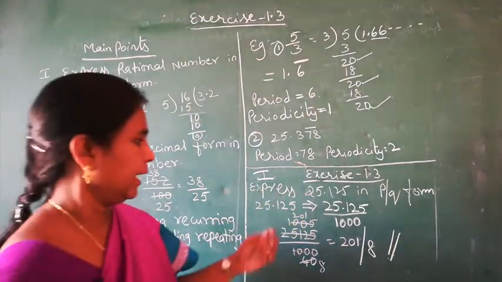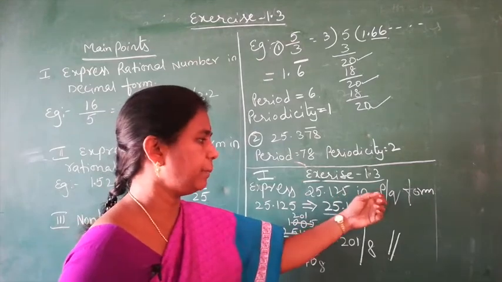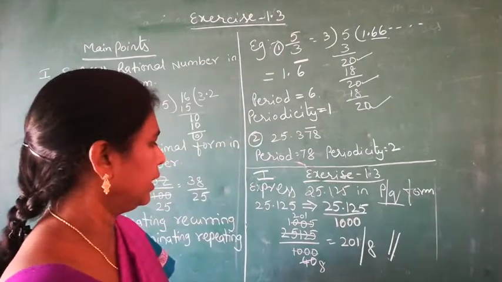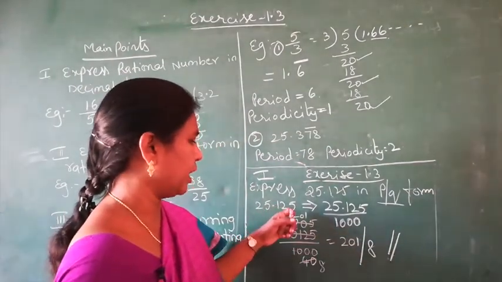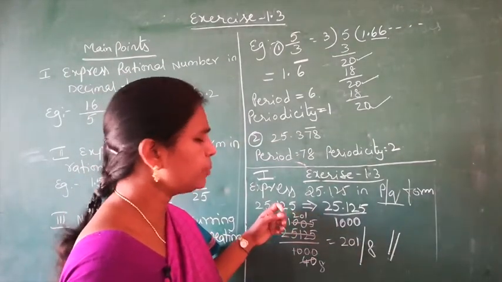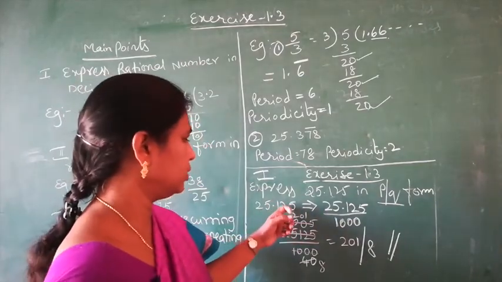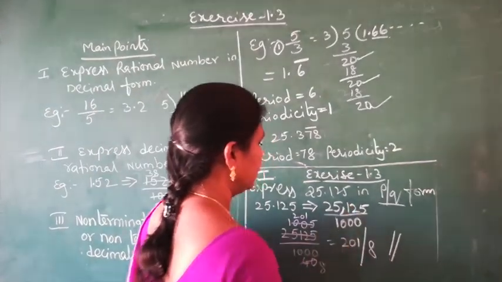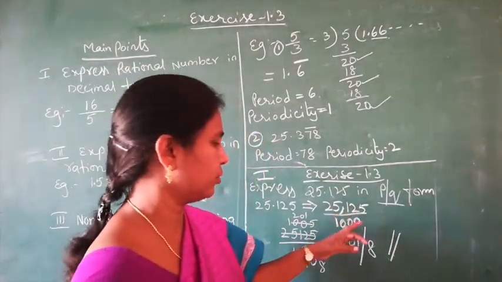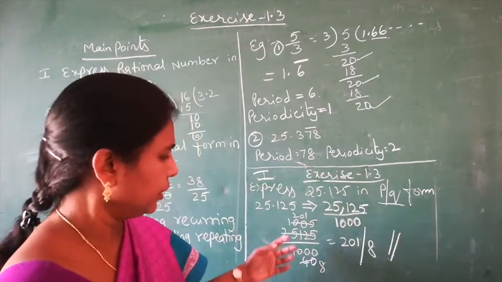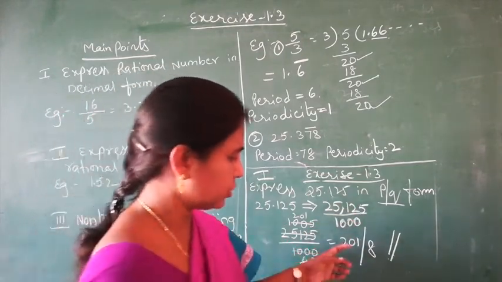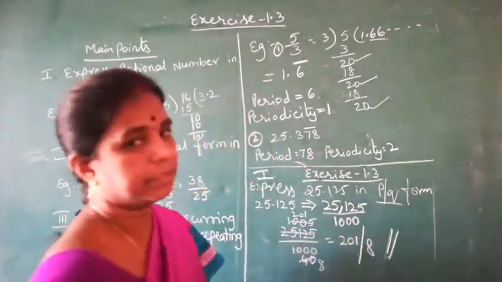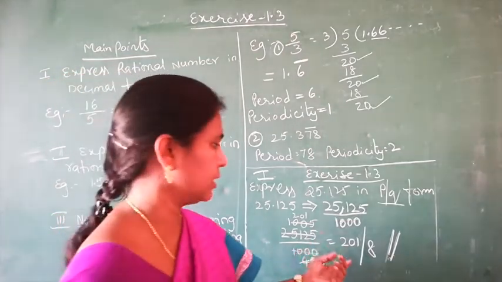Now the first bit: express 25.125 in P by Q form. What is the P by Q form? That is a rational form. Now 25.125, after the point, how many decimal places are there? 3: 1, 2, 3. Then you have to divide by 1000. So 25,125 by 1000. If you cancel and simplify, you will get 201 by 8. It is in the form of a rational number. P by Q form, then we call it a rational number.